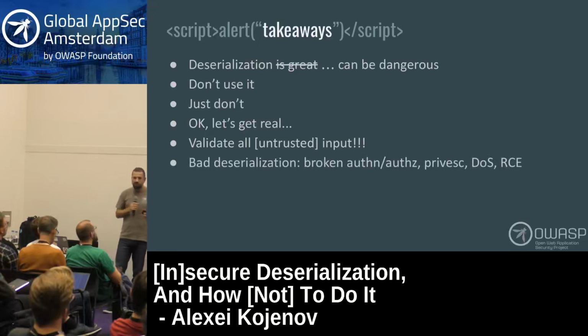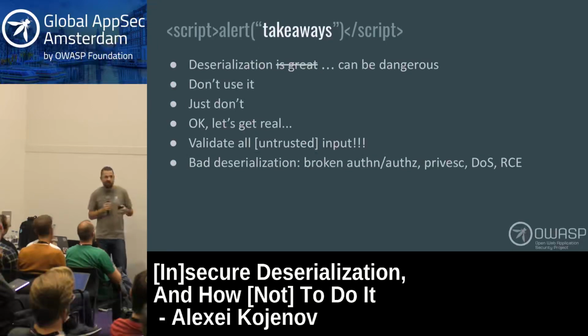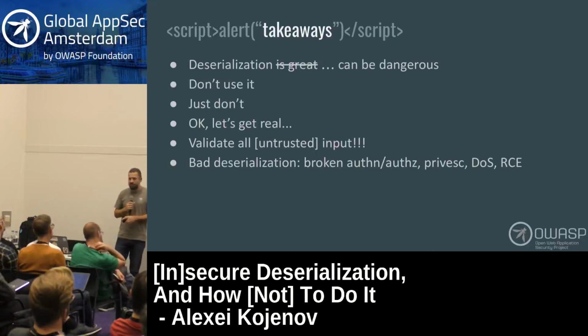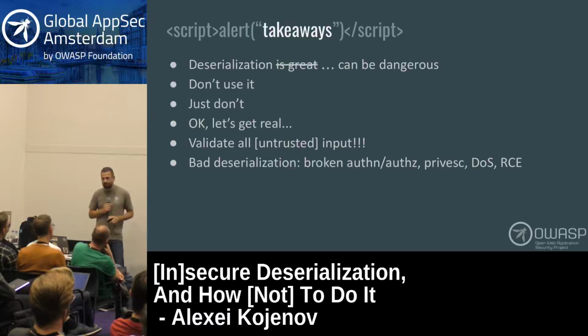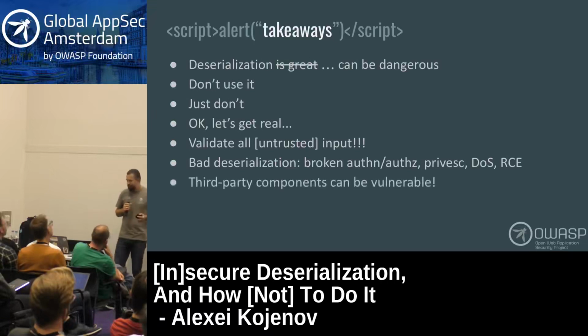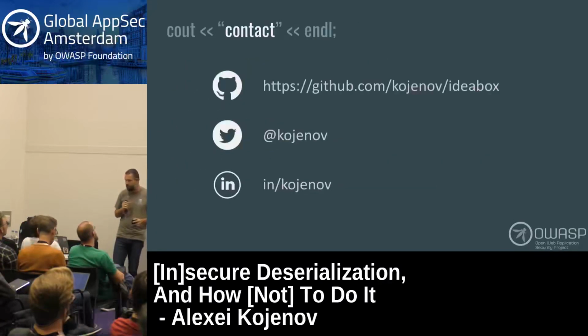Because as we know, the broken deserialization can result in broken authentication, authorization, privilege escalation, denial of service, and even remote code execution. So if you don't want any of this happening, we need to either process the input correctly, or just plain reject it. Or just don't support it, okay. And remember that third-party components can be vulnerable. If you're using one of those, like 2 years ago, if you were using the Apache REST plugin, your application, even though your source code is completely secure, is still vulnerable.